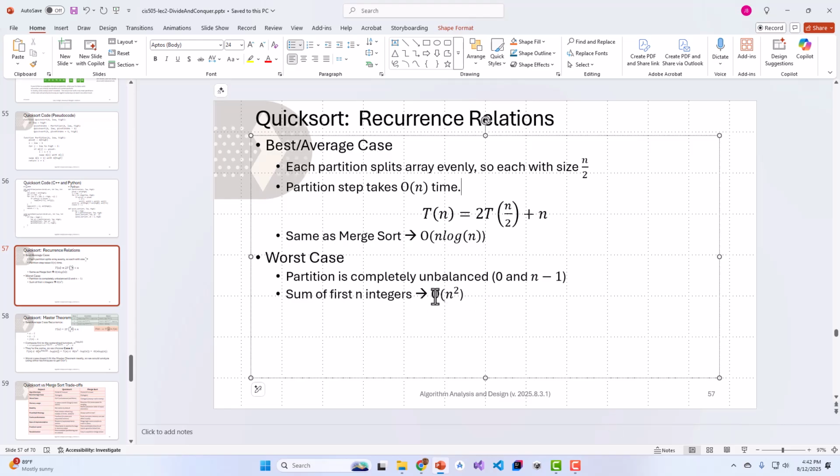So again, worst case is completely unbalanced. So the sum of the first n integers is n squared. But the best and the average case, each partition splits the array evenly, so each with size n over 2. Partition step takes big O of n time, so you end up with T(n) = 2T(n/2) + n. That's the same as merge sort, okay?